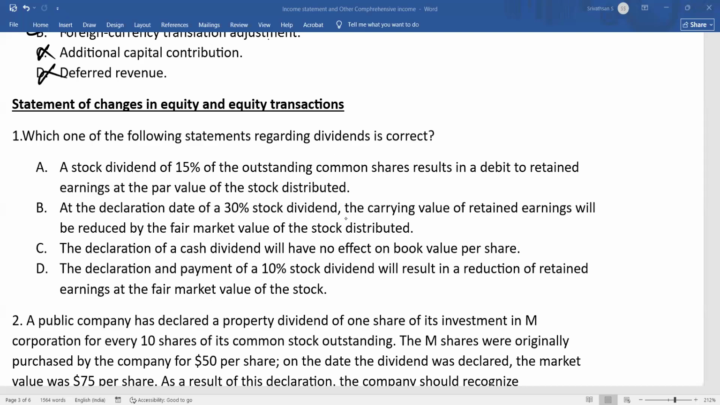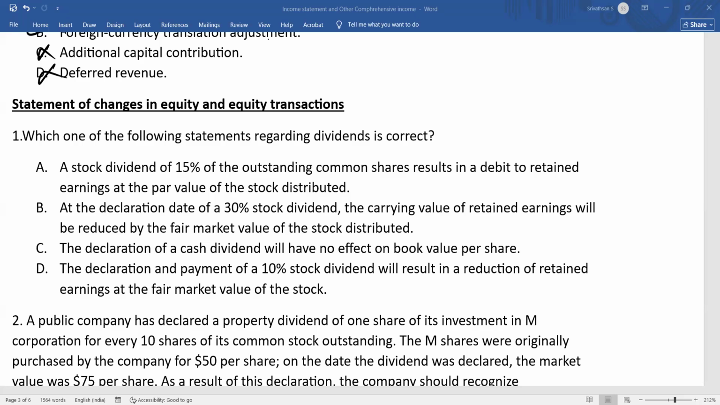In this video, we are going to discuss a few MCQ questions on statement of changes in equity and equity transactions for CMA US Part 1. First question, which of the following statements regarding dividend is correct?